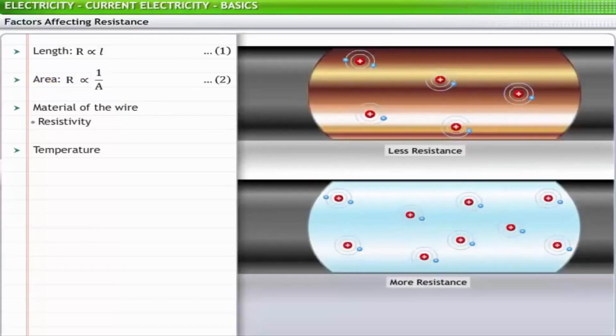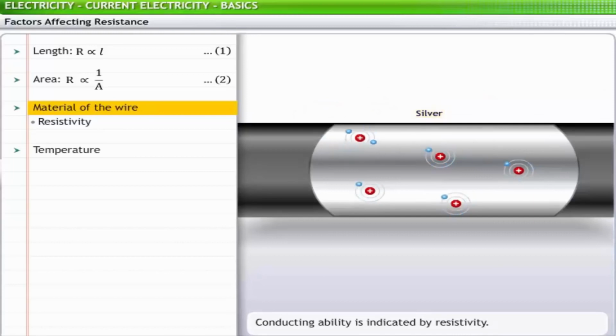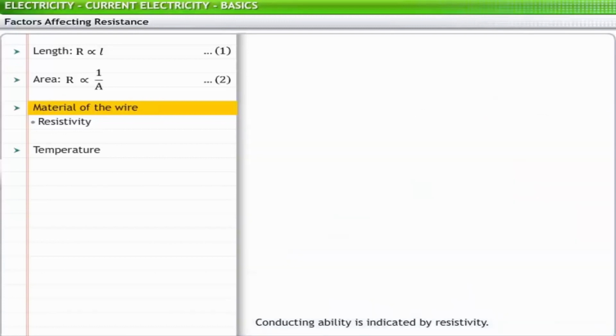The third factor that affects resistance to charge flow is the material that a wire is made of. Some materials are better conductors than others and offer less resistance to the flow of charge. For example, silver is the best conductor. However, silver is never used in wires of household circuits, as it is expensive.